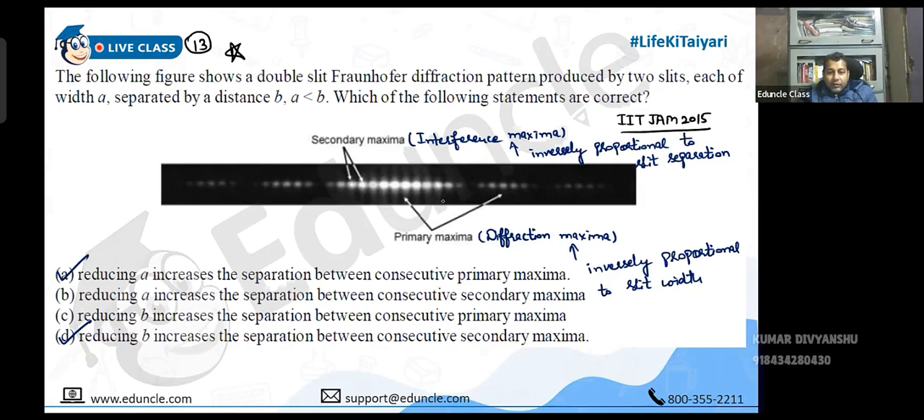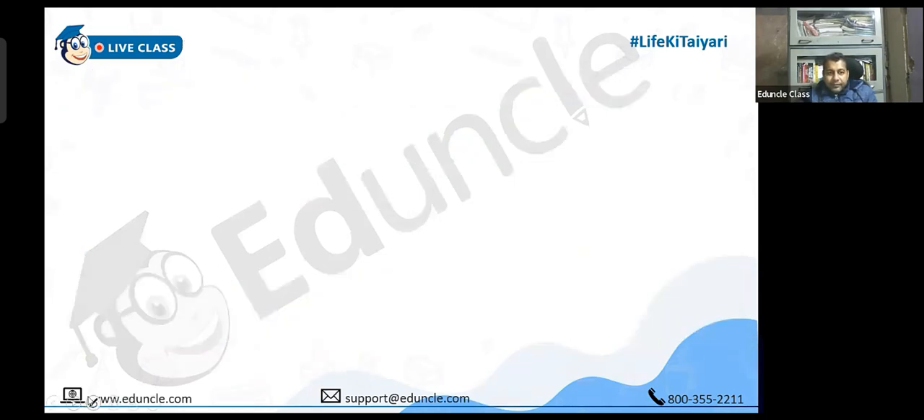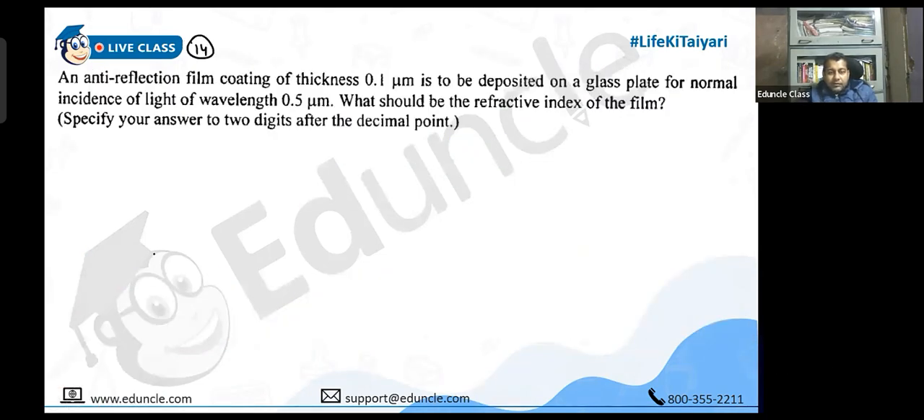And this can be asked in interview also: can you observe interference and diffraction simultaneously? Yes, we do. Every time we carry out diffraction, interference is there. You might have done an experiment on this, but I don't know, because of COVID, whether you visited your college last year or not.